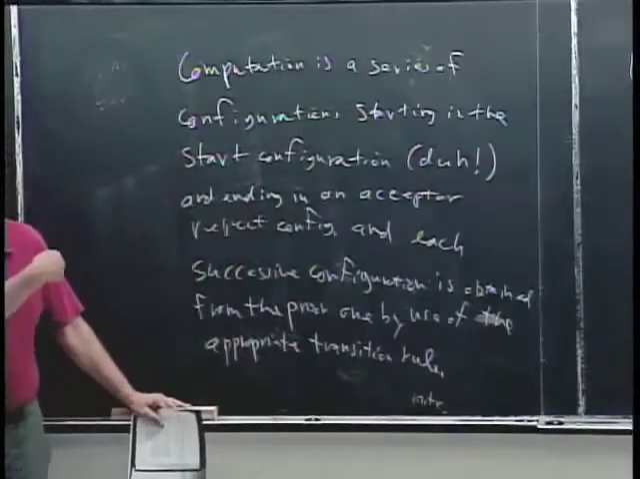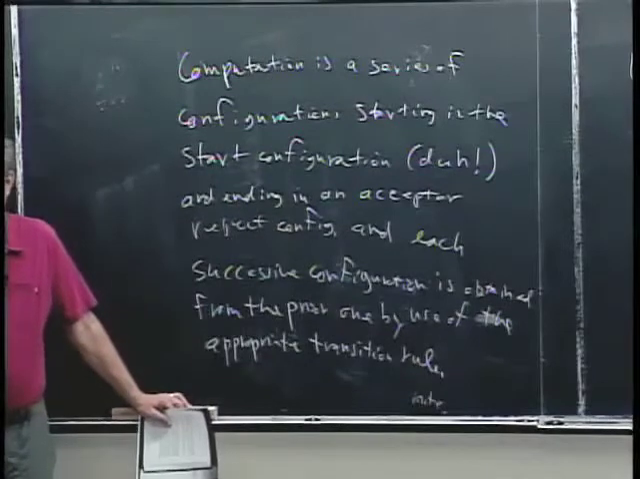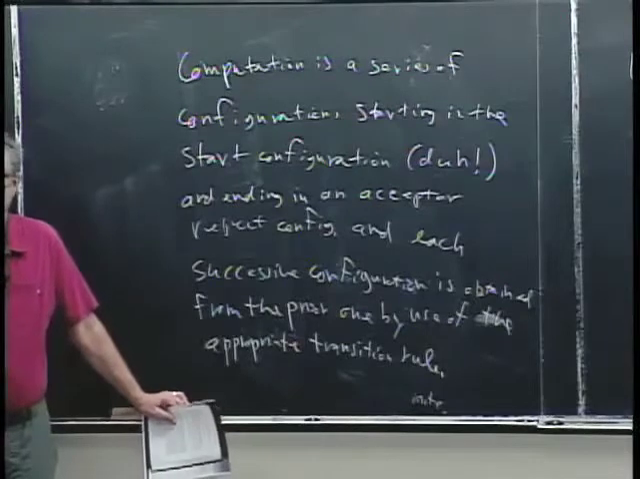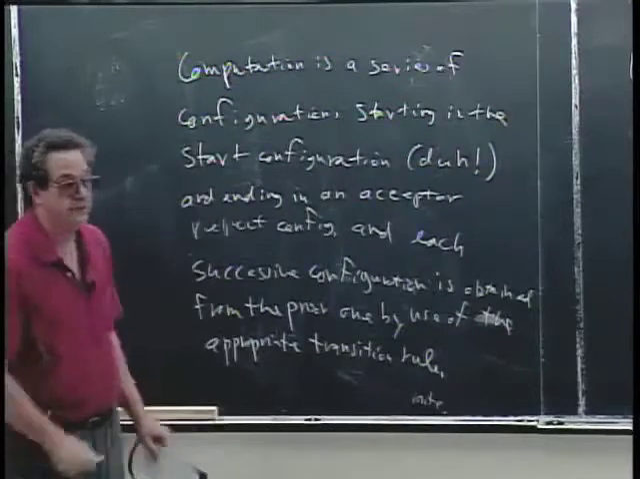Okay, this just says what you think it should say. We start in the start configuration, and then the computation of a Turing machine means it's moving through successive configurations, or we represent its computation by successive configurations. But whenever you look at two successive configurations, the second one has got to be related to the first one by the application of an appropriate transition rule.